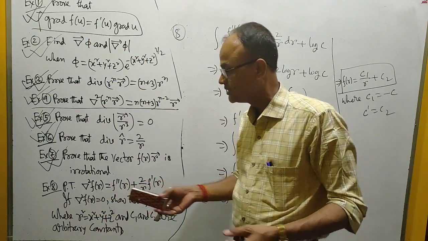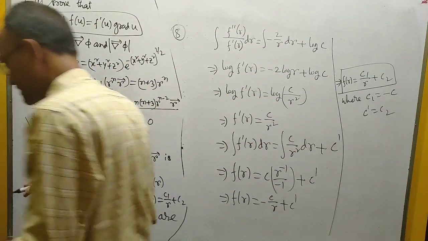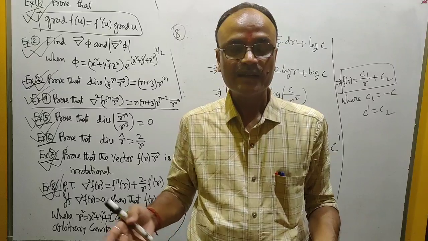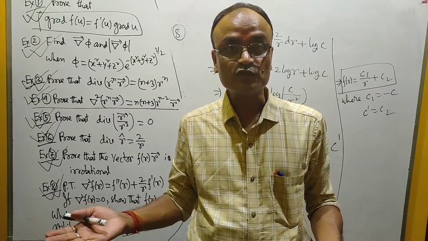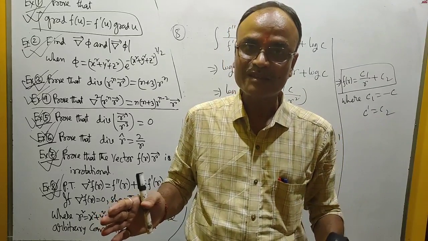We have in total solved 8 problems today, some applications of vector identities. In the next class, we shall try to solve some more problems. For today, I want to stop here.